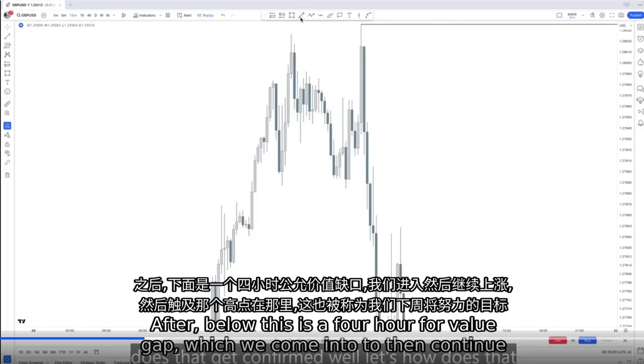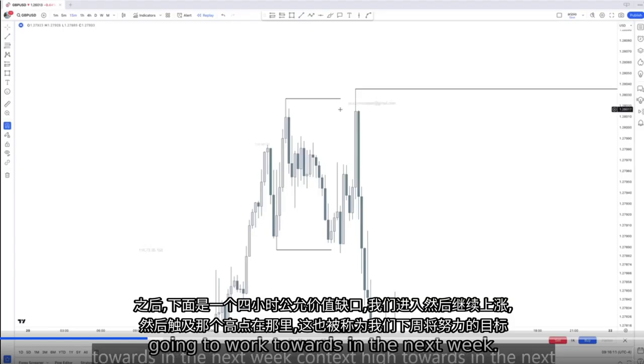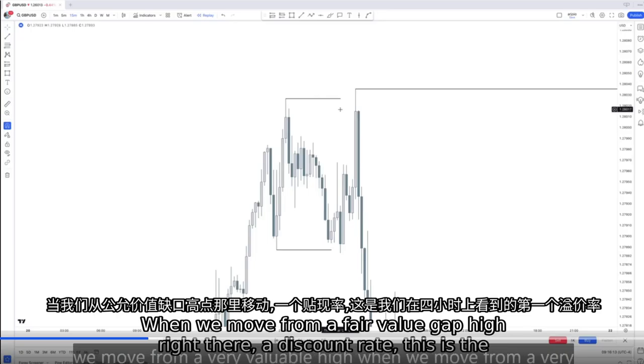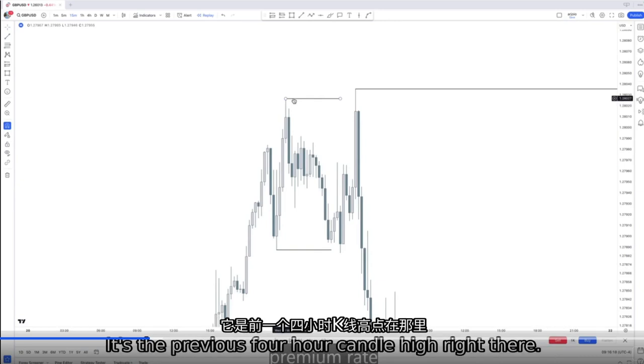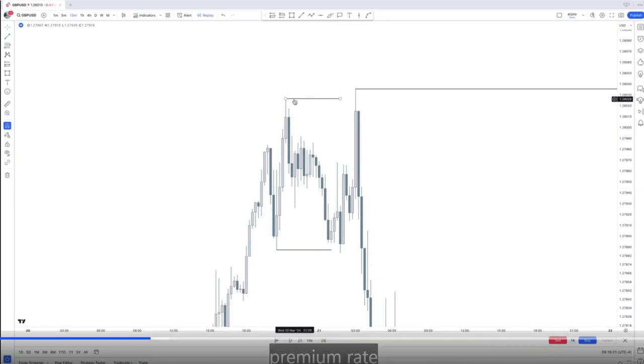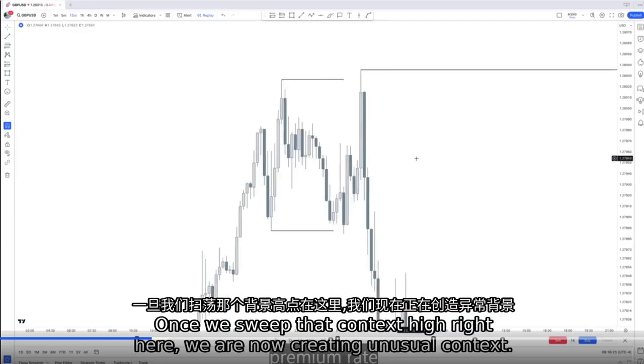After, below this, is a 4-hour fair value gap, which we come into to then continue higher, to then take that high right there, which is also known as what we're going to work towards in the next week, context high. When we move from a fair value gap high right there, a discount rate, this is the first premium rate that we saw on the 4-hour, which is the previous 4-hour candle high right there. This is the context high. Once we sweep that context high right here, we are now creating unusual context.